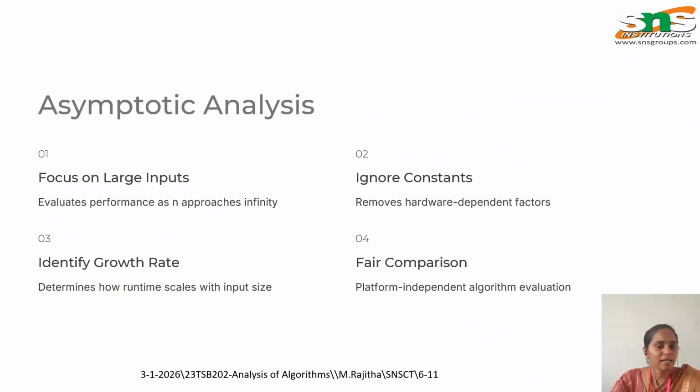And asymptotic analysis. Asymptotic analysis studies algorithm performance when input size becomes very large, that is, when n tends to infinity. Key ideas: focus only on growth rate, ignore constants and lower order terms, eliminate hardware dependency. This allows fair comparison between algorithms. For example, an algorithm with Big O of n growth will always outperform Big O of n square for large inputs regardless of constant factors.